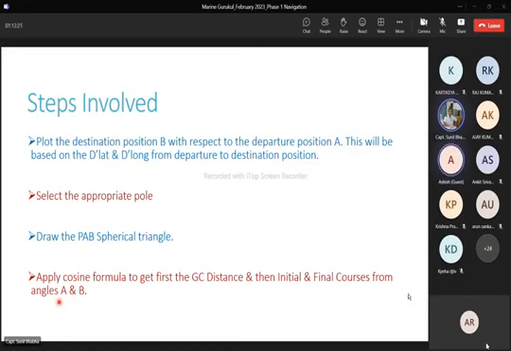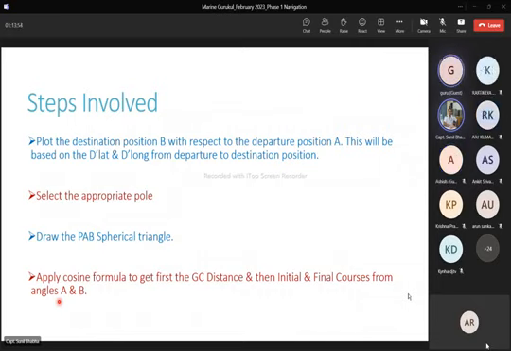Go ahead, beta. So can you just repeat that part when you said when both the positions are in different hemispheres? Okay. Beta, when both the positions are in different hemispheres, you select the pole which has the higher latitude. The position having the higher latitude, you pick up that particular pole to make your PAB triangle. Okay, sir, copy that.